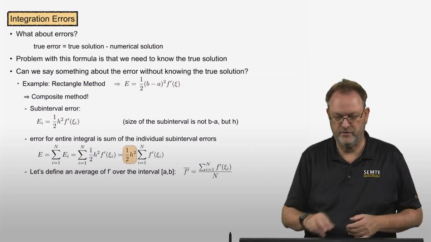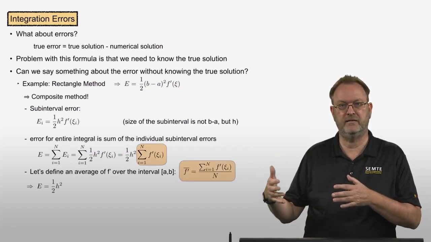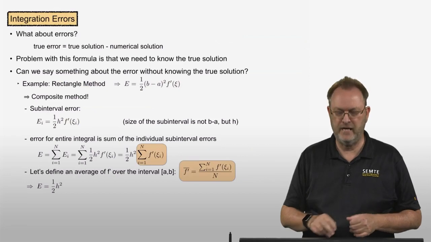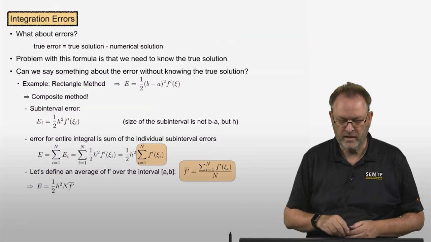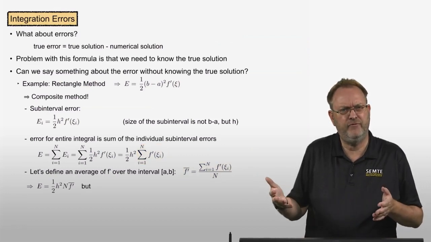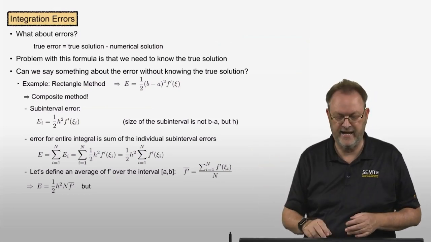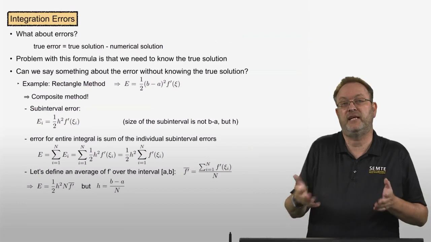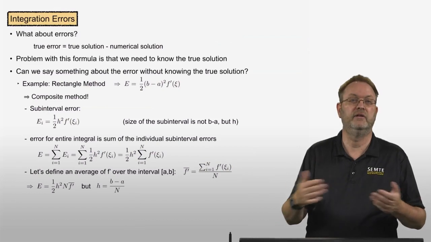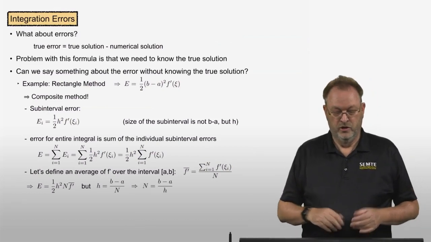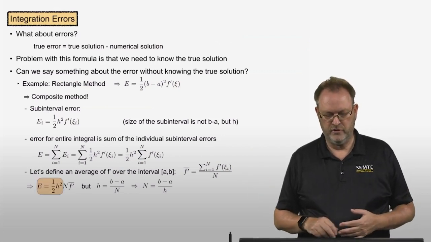Okay, so let me substitute this in. So the error is a half h squared times this sum, but this sum can now be replaced by n times this average f prime. But how many subintervals do I have? Well, that depends on the subinterval size h, right? The smaller h, the more subintervals I have to go from a to b. And in fact, the subinterval size was simply b minus a divided by n, the number of subintervals. So that means that this n in my error formula is just b minus a divided by h. So let me substitute this in.